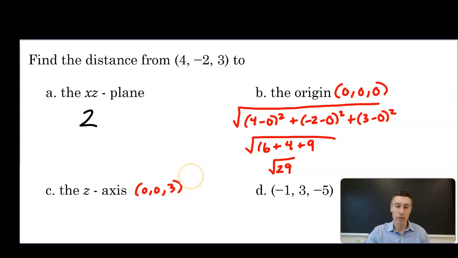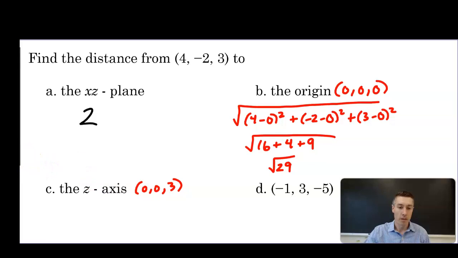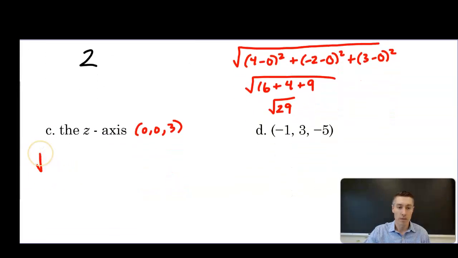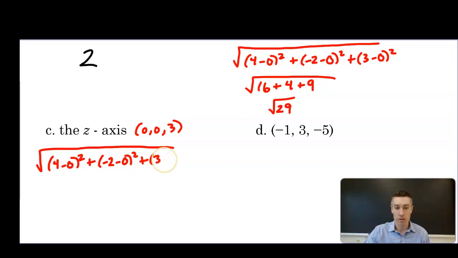So the point (0, 0, 3) will be the closest point to the point (4, -2, 3) on the z-axis. Right? And think about that. Takes a second to make sense there. And then we're going to use the distance formula again. So square root of (4 minus 0) squared plus (-2 minus 0) squared plus (3 minus 3) squared.